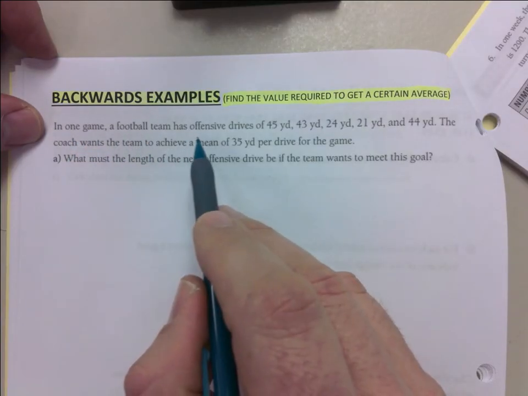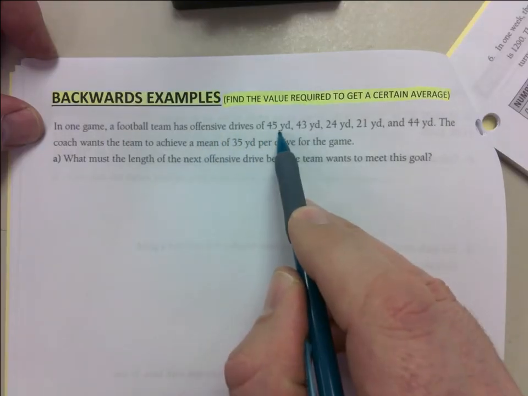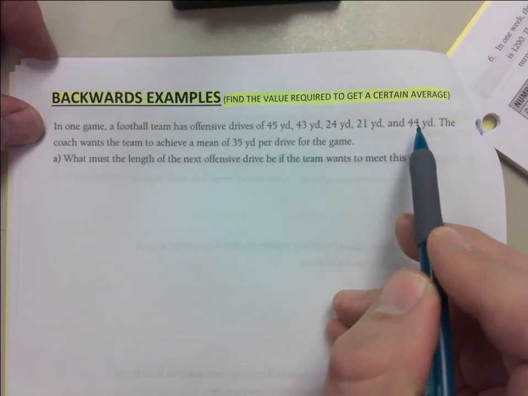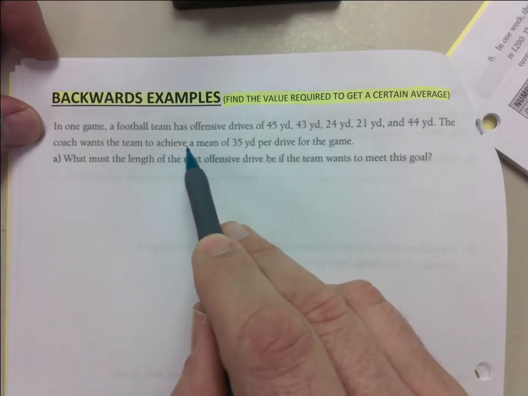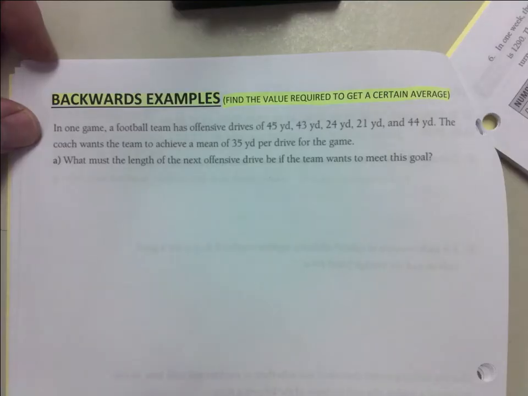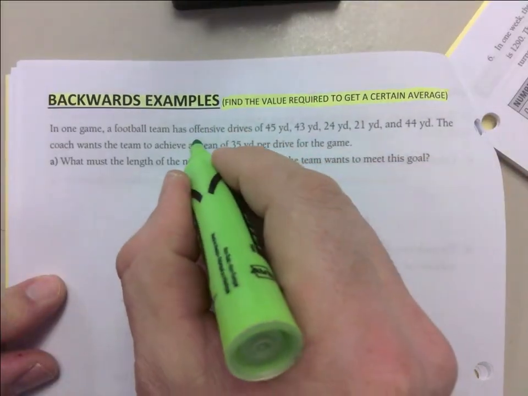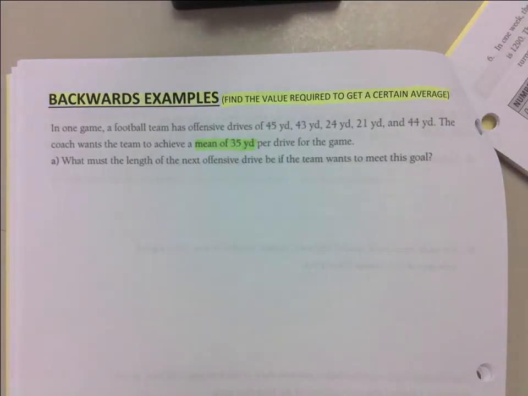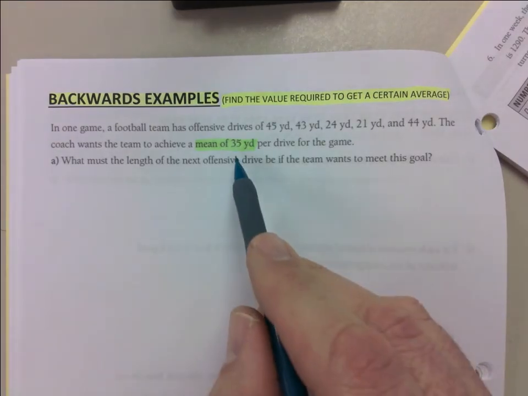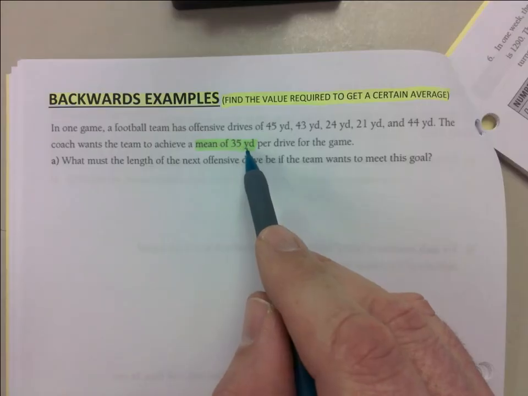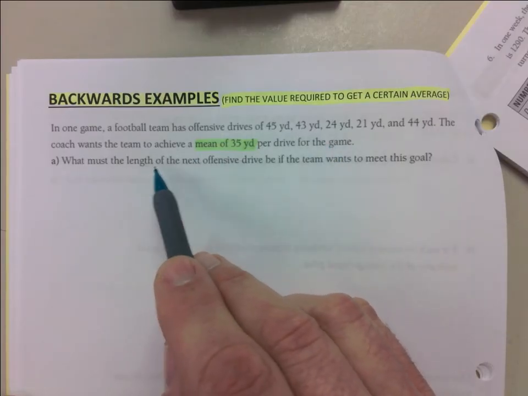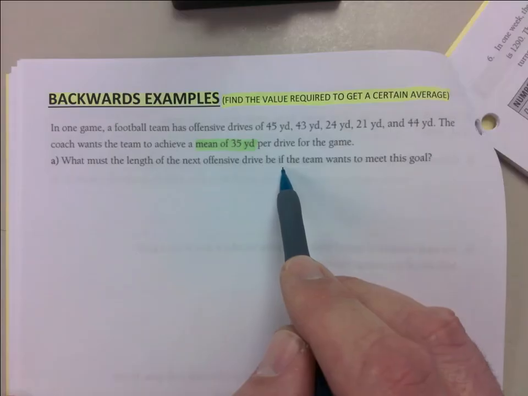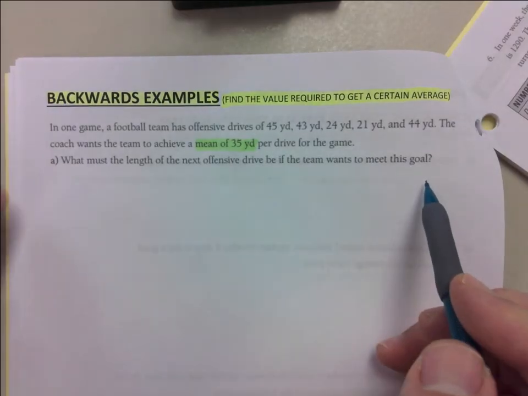In one game, a football team has offensive drives of 45, 43, 24, 21, and 44 yards. The coach wants the team to achieve a mean of 35 yards. So there it is. The mean is given to you. You're not calculating it. They give you that. So that's what we want. We want an average of 35 yards per game. What must the length of the next offensive drive be if the team wants to meet this goal?